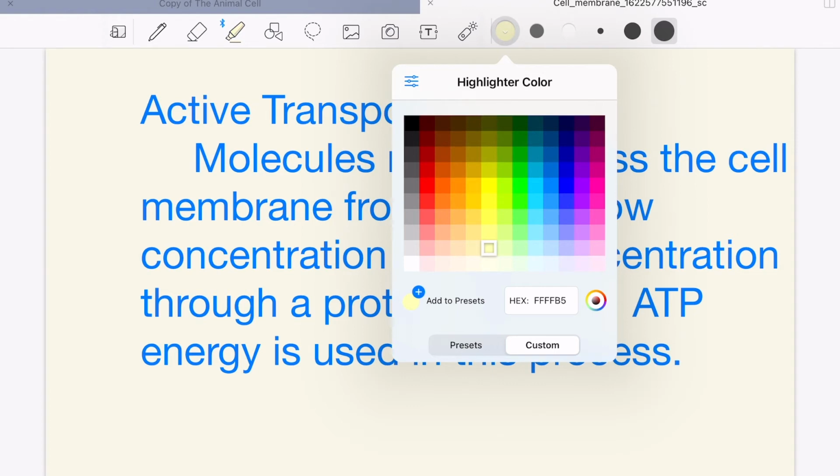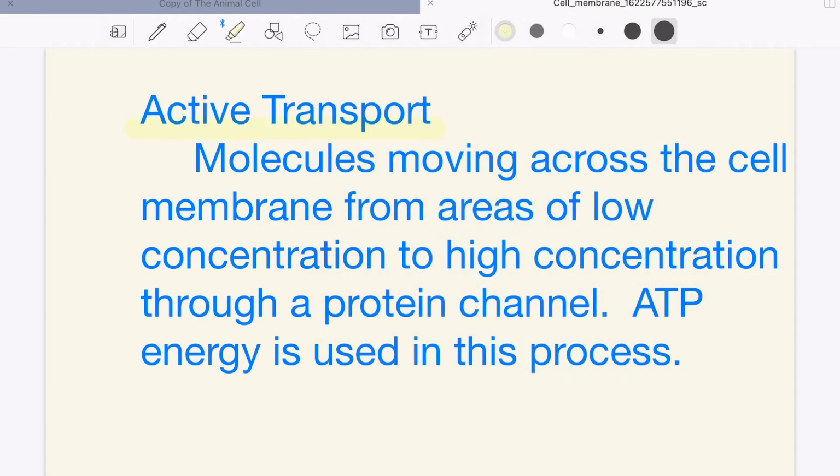Let's use yellow. So active transport, let's use a deeper yellow because the background's already kind of yellow. We know that it's molecules moving across the cell membrane. We know that. That's what we're studying here. But it's going from low concentration to high, which is the opposite of diffusion. It's going through a protein channel. And because you're going from something very low to something very high, you need energy.